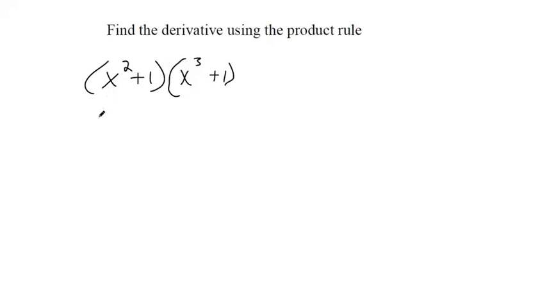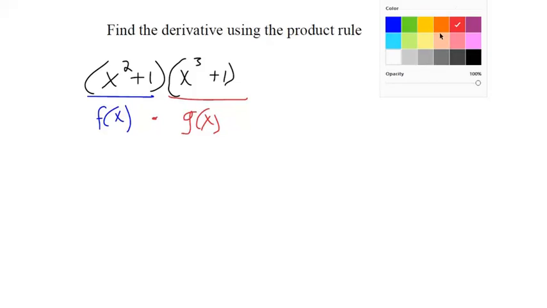We're asked to find the derivative using the product rule. This is like our f of x function, and this is like a g of x function. Now there's a reason why we're doing it. We're trying to distinguish two functions of x, because if you have two different functions of x that are multiplying to one another, then the derivative can be found using this.